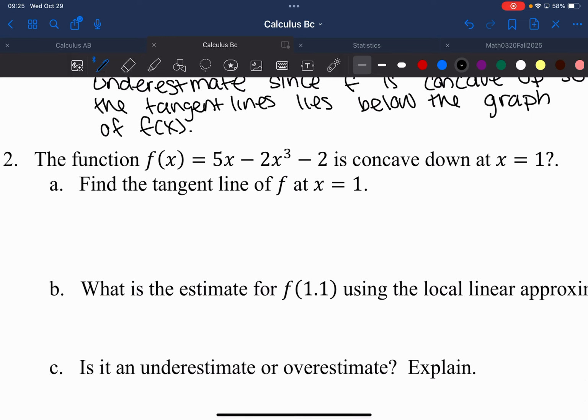Example 2 says the function f of x is equal to 5x minus 2x cubed minus 2 is concave down at x equals 1. Find the tangent line of f at x equals 1. So we're going to do the same thing. We have x equal to 1, which means we need to find our y value. That's what we should do first. So I'm going to plug 1 into my original function. So f of 1 is equal to 5 times 1 minus 2 times 1 cubed minus 2.